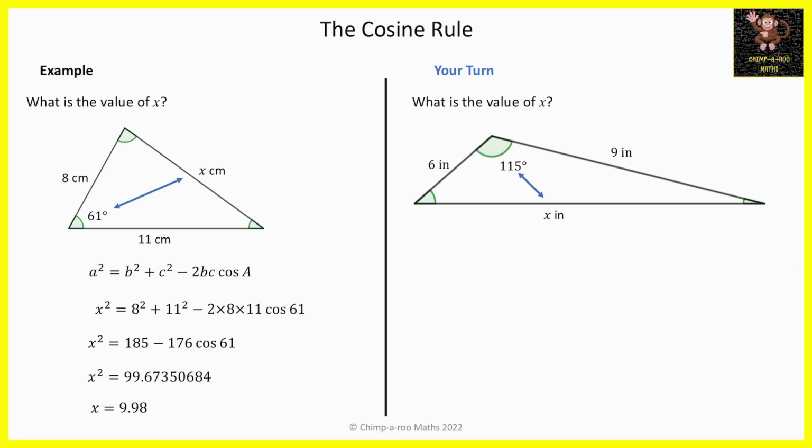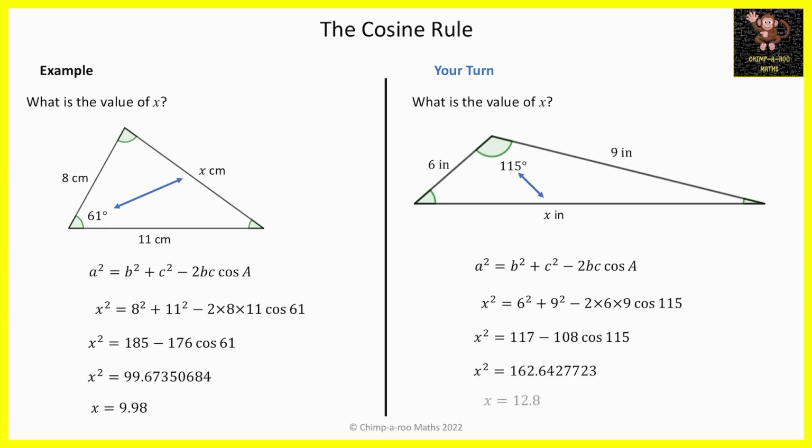Okay, so when you've done that, you should have your formula written down first. x is opposite 115, so x squared will be on the one side, and 6 squared plus 9 squared, take away 2 times 6 times 9 cos 115. Pop those in and work out 117 minus 108 cos 115. x squared is that, square root it, x is 12.8. And as it's opposite the largest angle, we should have it as the largest side.